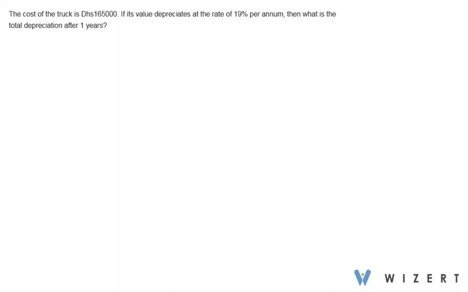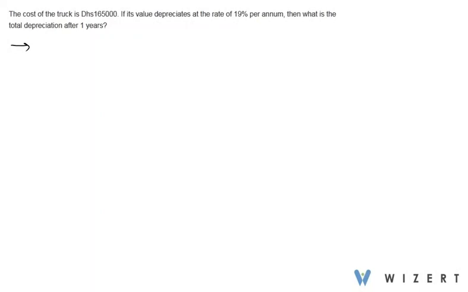Now we can see the situation here. The depreciation is 19% per annum. So every year, for example, if at the end of first year the cost of the truck has depreciated to 1,50,000, then at the end of next year we'll take 1,50,000 as the start of the cost. So we'll say that depreciation of the cost of the truck is compounded, and it's annually compounded.